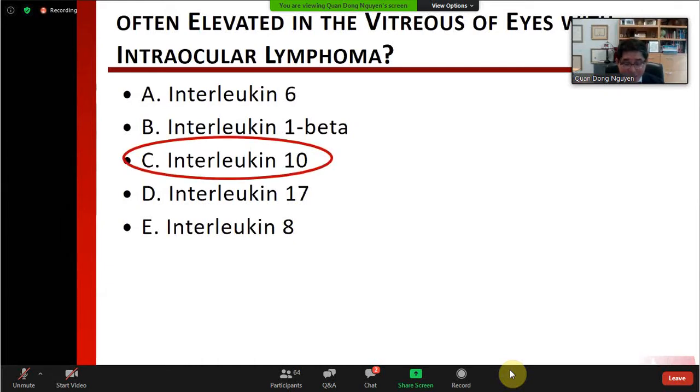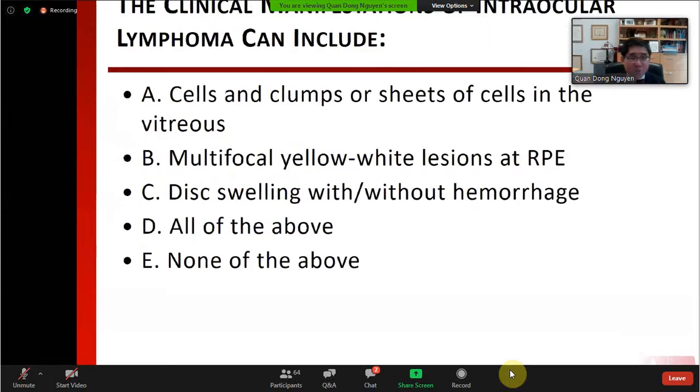Because we have seen that it was 8 times in this patient. So that is the answer here. The next answer would be the clinical manifestation of intraocular lymphoma.